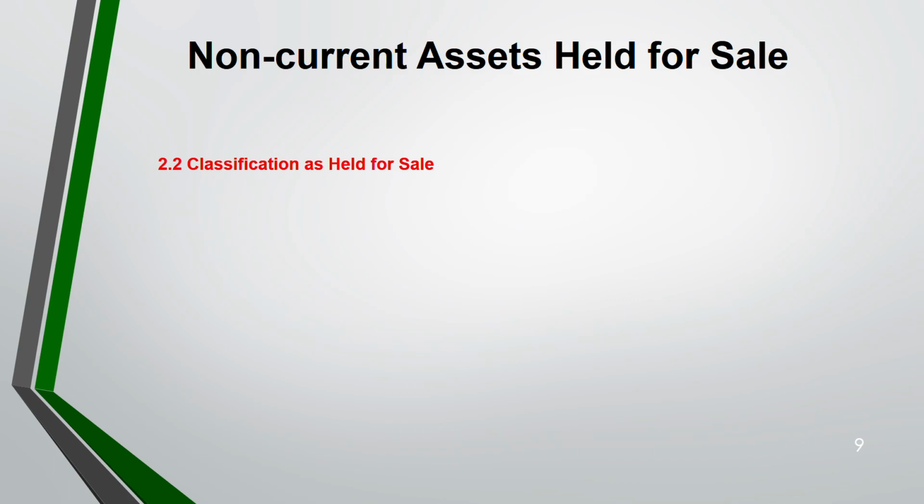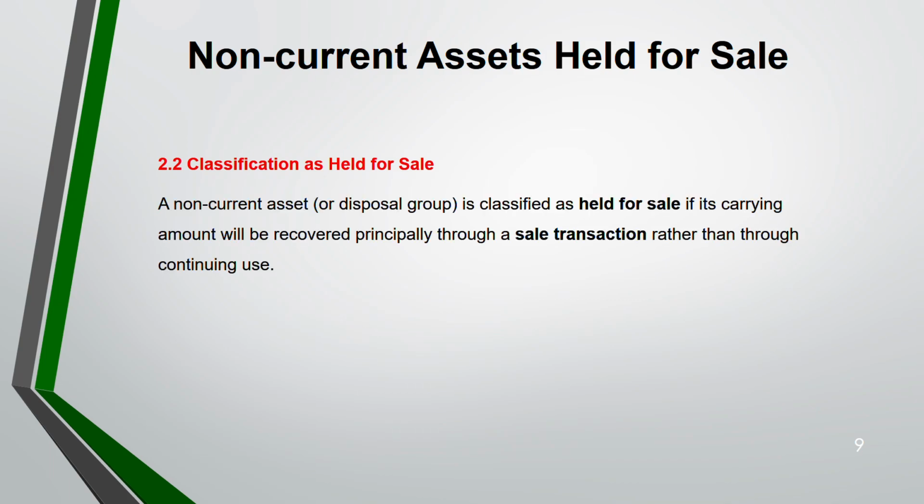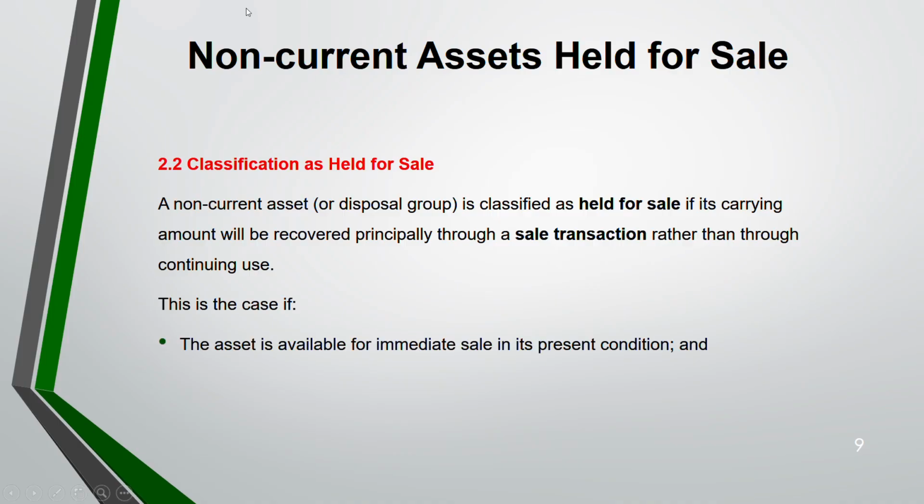Classification as held for sale. A non-current asset or a disposal group is classified as held for sale if the carrying amount can be recovered by the sale rather than continuing use. This is the case if your asset is available for immediate sale in its present condition and sale is highly probable. Remember these two points. If these two things are present, your non-current asset will be classified as held for sale.